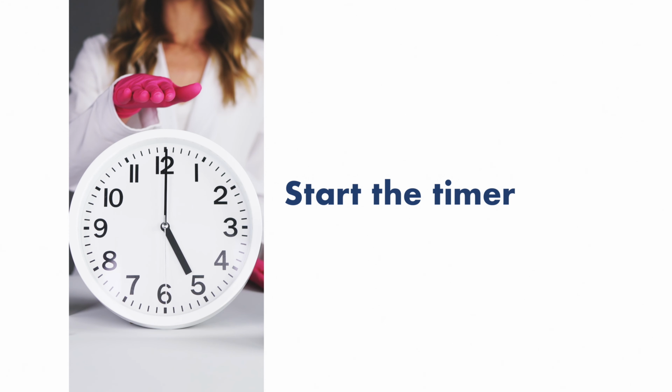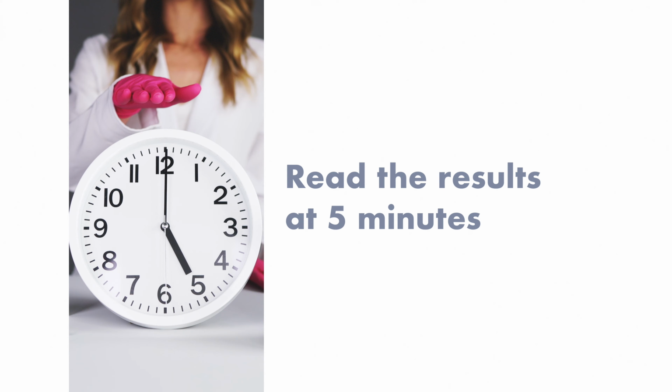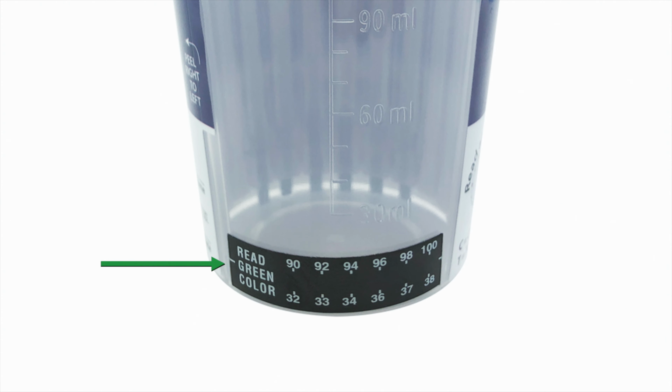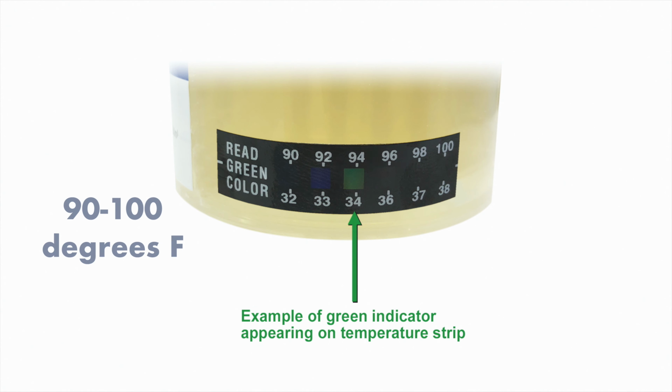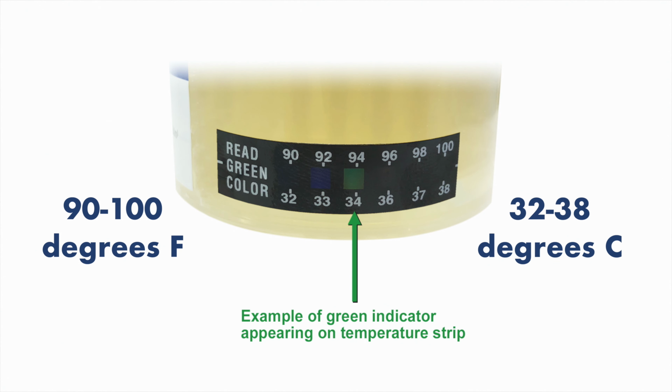Start the timer and wait for the colored lines to appear. Read the results at 5 minutes. If a temperature strip is included with the drug test cup, please read urine temperature between 2 to 4 minutes after voiding to verify the temperature ranges between 90 to 100 degrees Fahrenheit or 32 to 38 degrees Celsius.